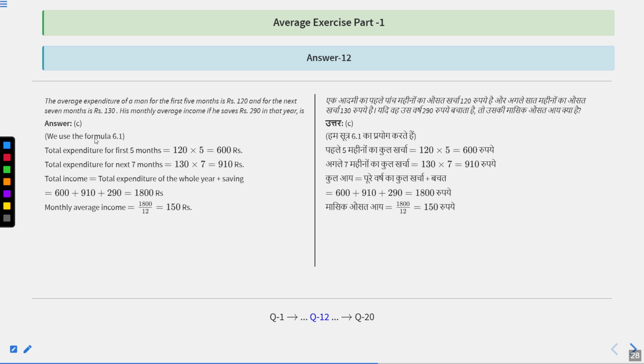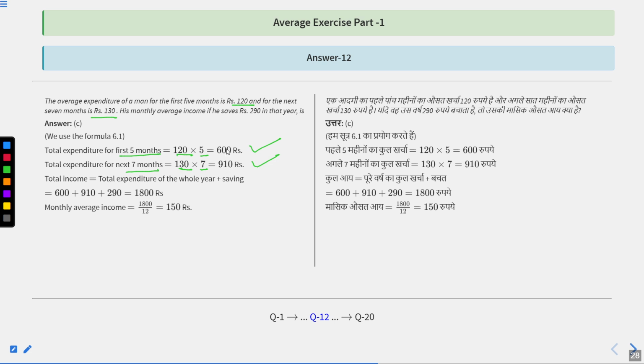Now, according to the question, we know that 120 is the average of the first 5 months. So the total expenditure will be 120 multiplied by 5, which is 600 rupees. In the same way, for the next 7 months it is 130 rupees, so the total expenditure will be 130 multiplied by 7, which is 910 rupees. So what will be the total expenditure in a year? It will become 600 plus 900.